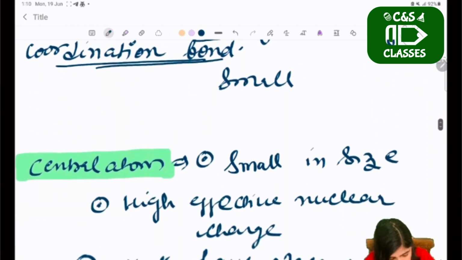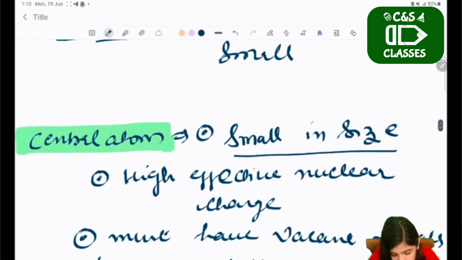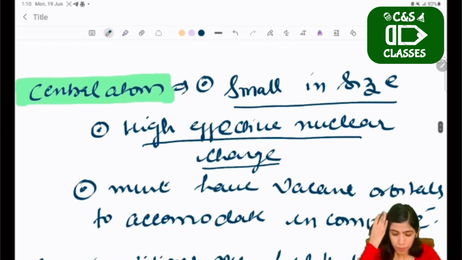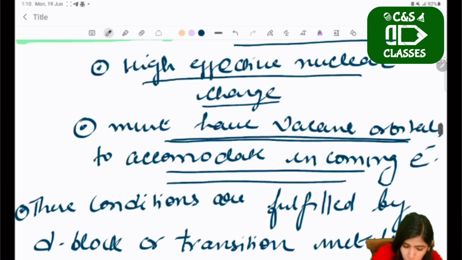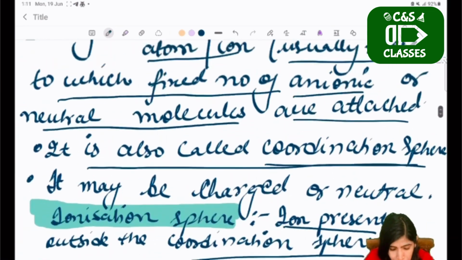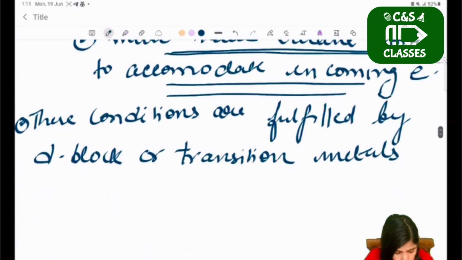There are some conditions for the central atom: it should be small in size, it should have high effective nuclear charge, and it must have a vacant orbital to accommodate incoming electrons. Only then can it accommodate electrons, right? If it does not have any space to accommodate that electron, it cannot. That is the basic condition for our central atom. These conditions are generally fulfilled by d block elements or transition elements. That is why whenever you see a coordination compound, the central atom is generally from the transition elements.